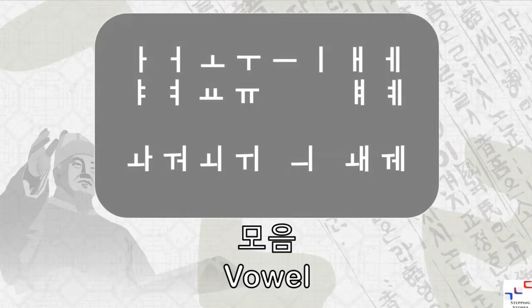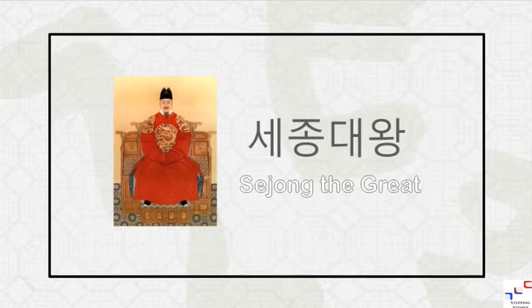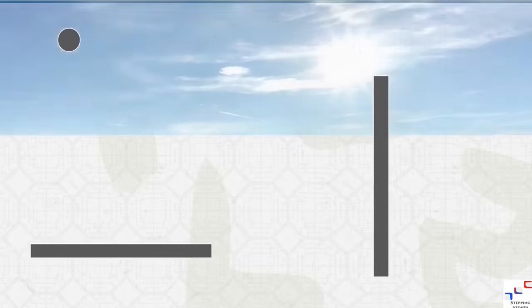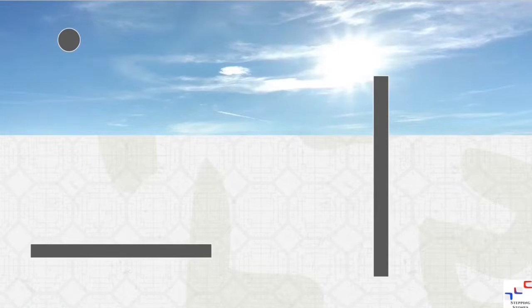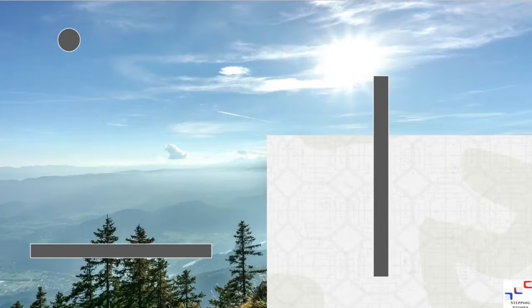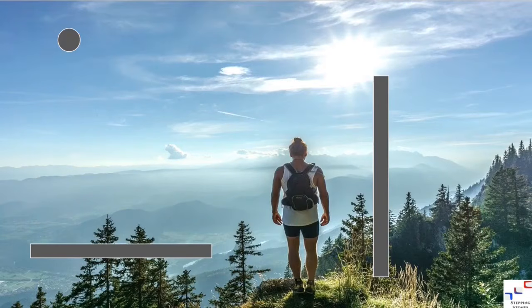As we mentioned in the last video, there are 21 vowels in Korean, and all the Korean vowels are made from a dot, a horizontal dash, and a vertical dash. King Sejong, who made Korean, visualized Korean vowels from nature when he made them. Dot represents sky, horizontal dash represents ground, and vertical dash represents people who connect sky and ground.